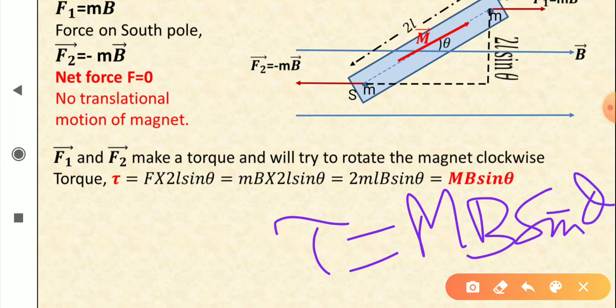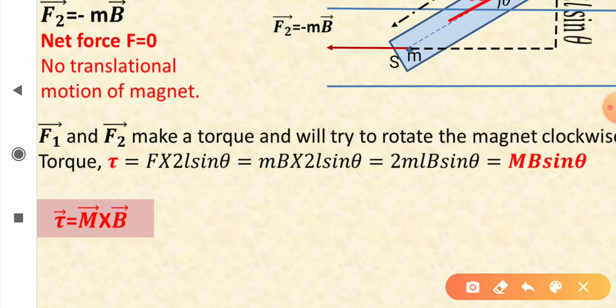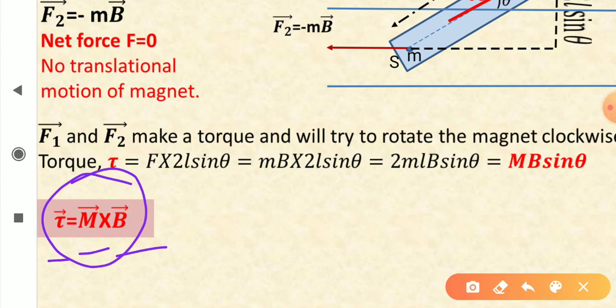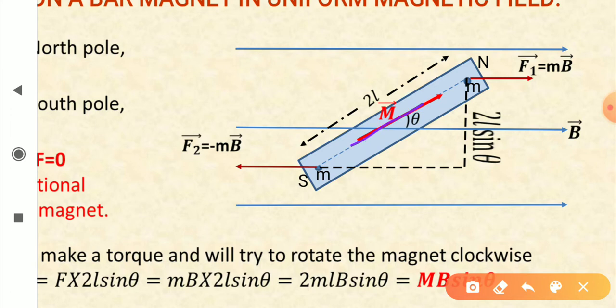This is magnitude of torque, but torque is a vector quantity. So the vector form of this relation is torque is equal to M cross B. And using the right hand screw rule, you can see that direction of M is this, direction of B is this, angle between them is theta, and the torque will be directed normal to the plane of this paper or screen and inwards, and it will tend to rotate the dipole in clockwise sense.